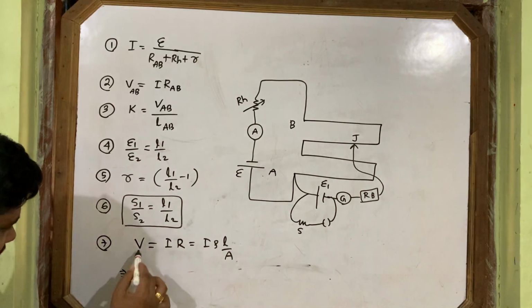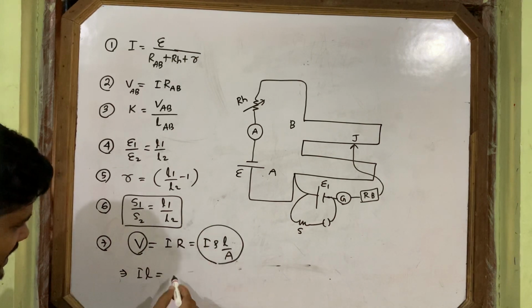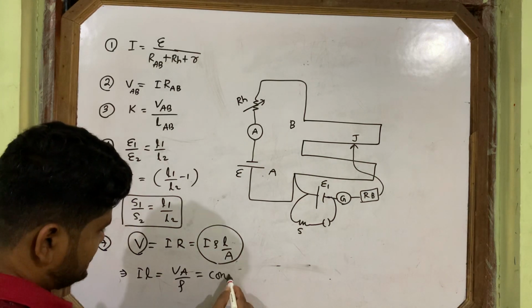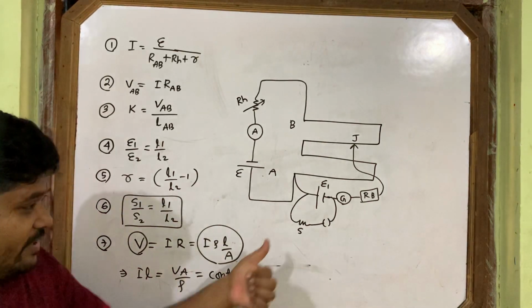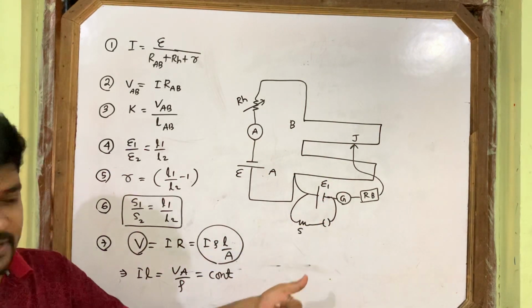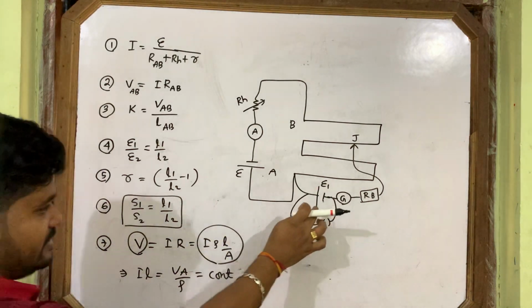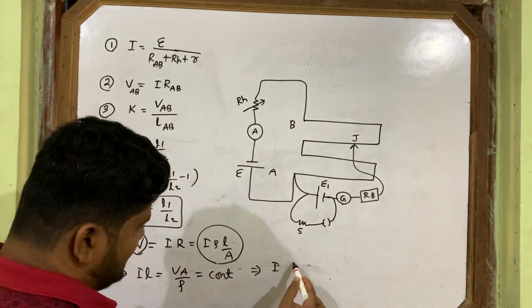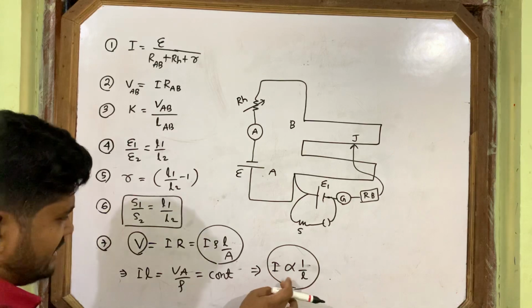So now see the first one and the last one. IL is equal to VA by rho. VA by rho is constant. A is constant, rho is constant. When you have connected a particular cell, then V is also constant. When V is constant, IL is constant. In that situation, I can write I is inversely proportional to L.